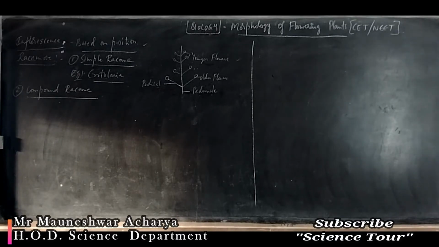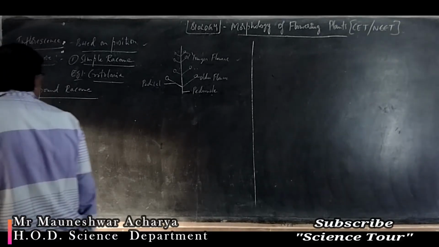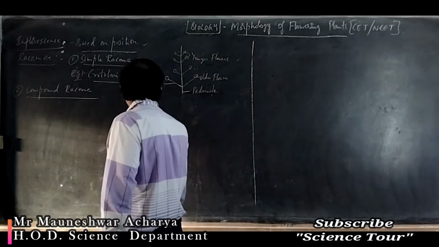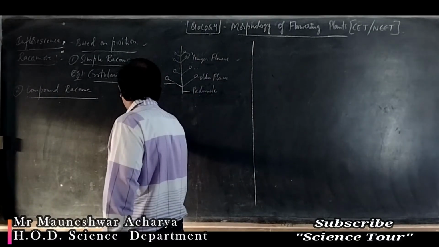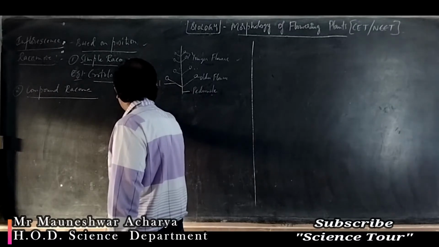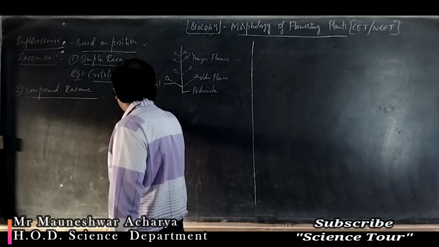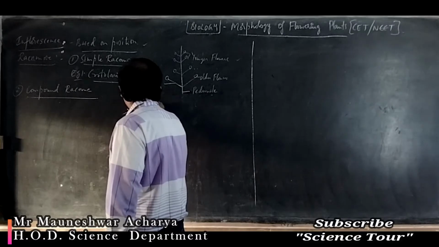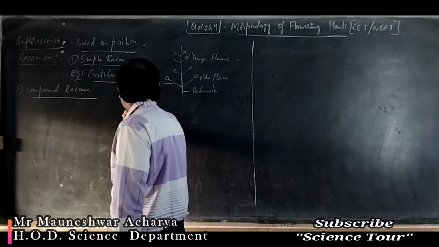The main axis, that is the peduncle, is branched once or many times, and each branch bears pedicellate flowers. So, this is also in case of acropetal succession. See the diagram. This is the main axis. It is having branches, and it is having pedicellate flowers.